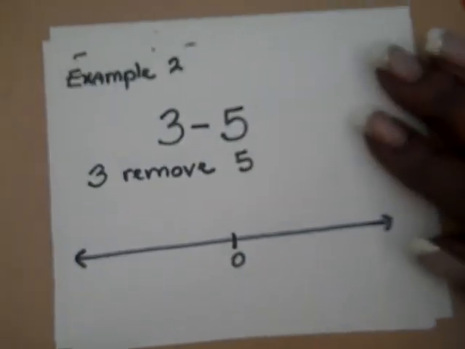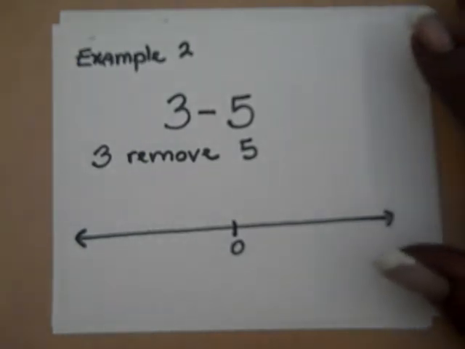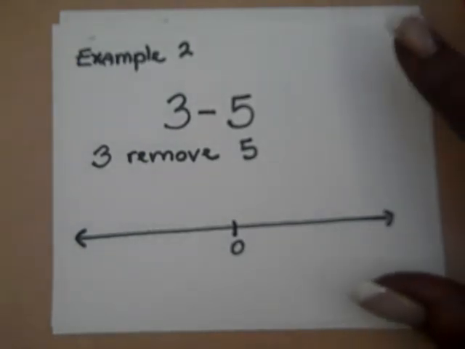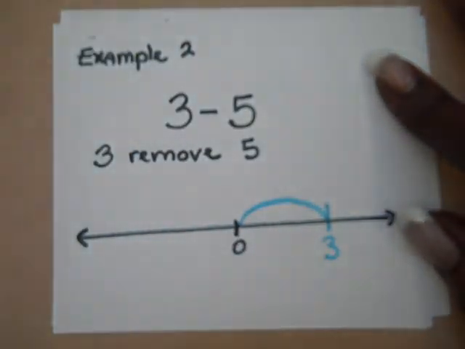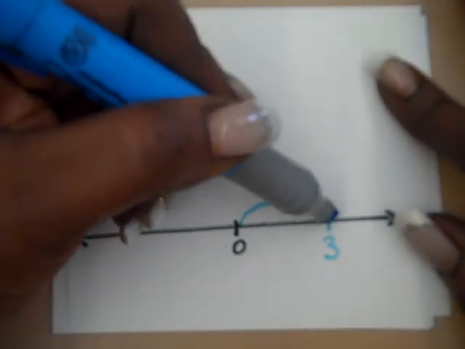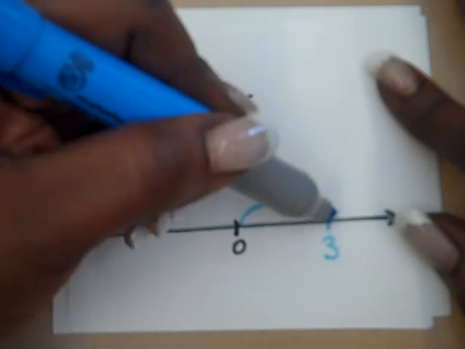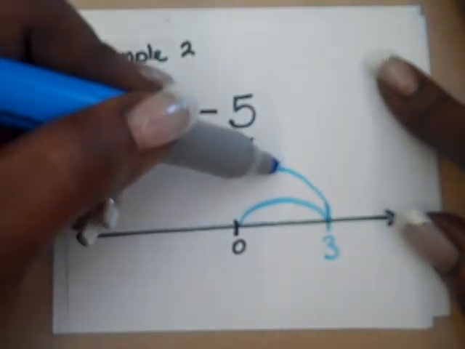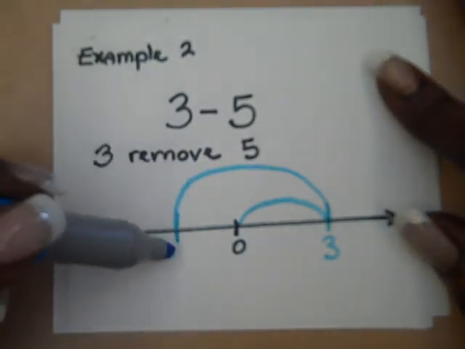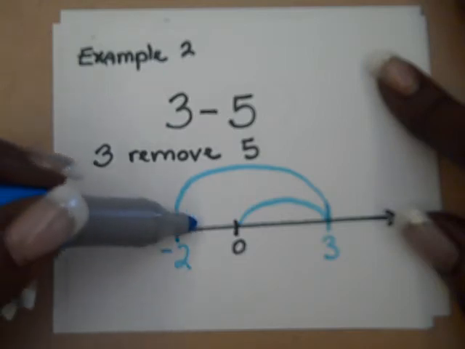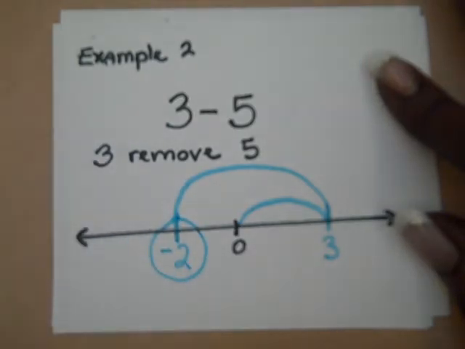Here's another example. 3, remove 5. So from 0, we will move over or jump over to 3. And from the 3, we are asked to remove or go back 5. So from the positive 3, we would move back the 3 places back to 0, and then 2 more places past the 0, which puts us at the solution of -2.